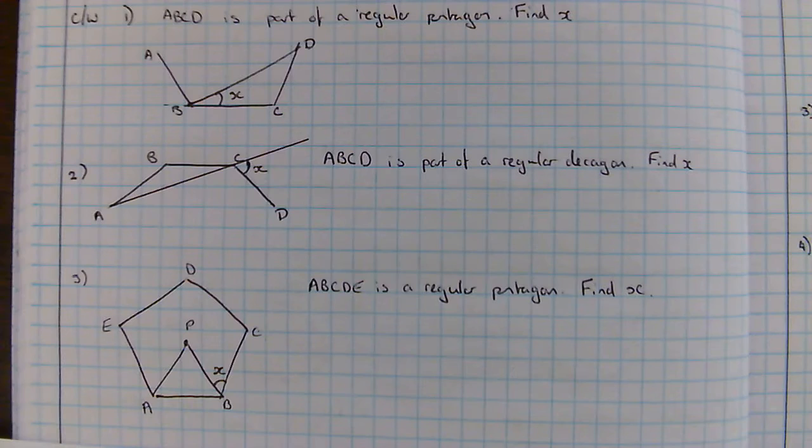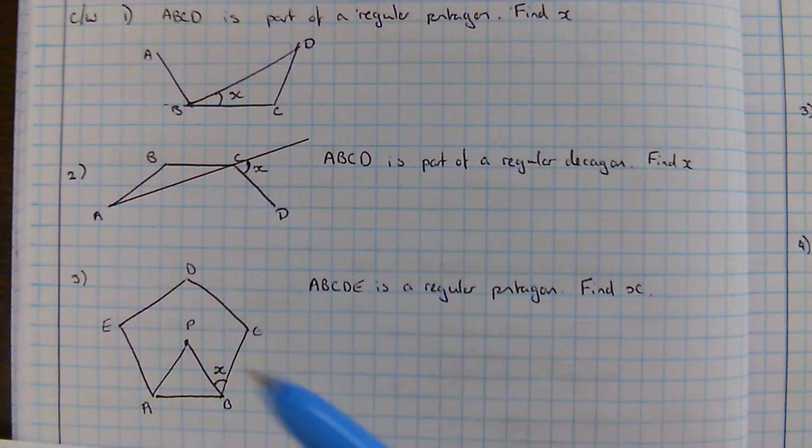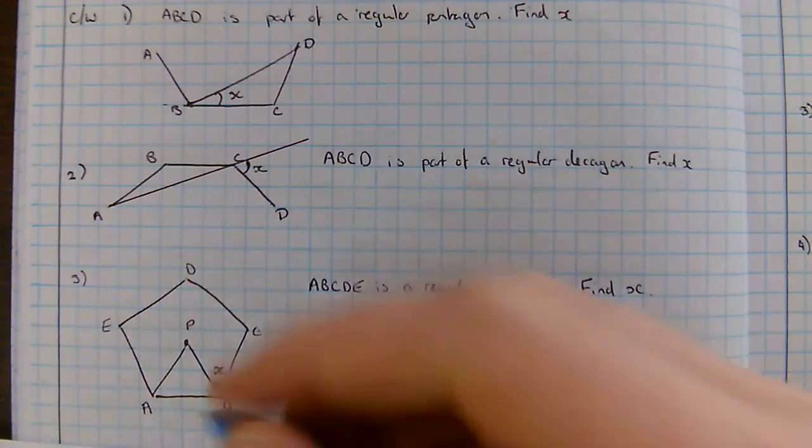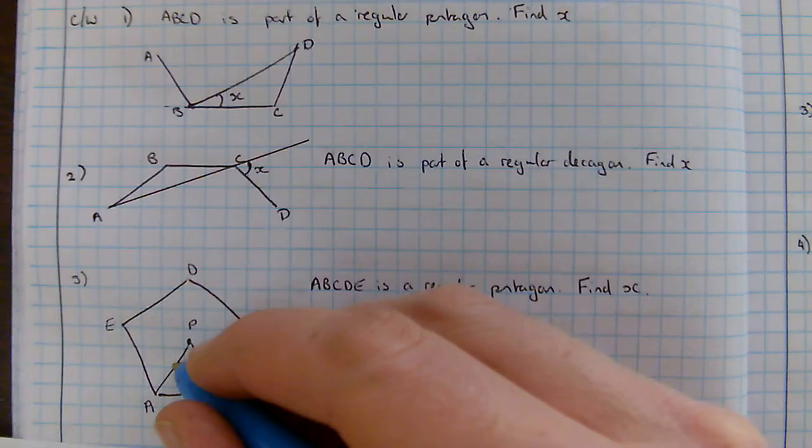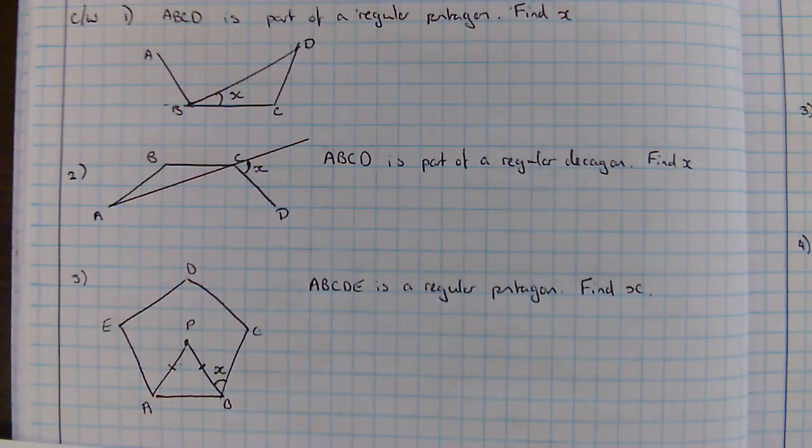Okay, so here are 3 questions for you to try. Try and do as much of this as you can yourself. When you've finished, please press on pause so that you can go through the solutions. For the third question, that point P is the centre of the pentagon, so you know that this triangle here is again an isosceles triangle. Okay, pause the video now.